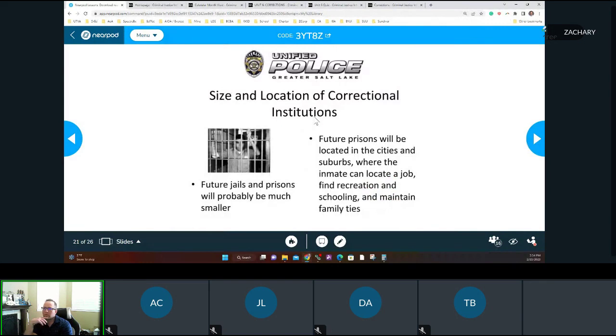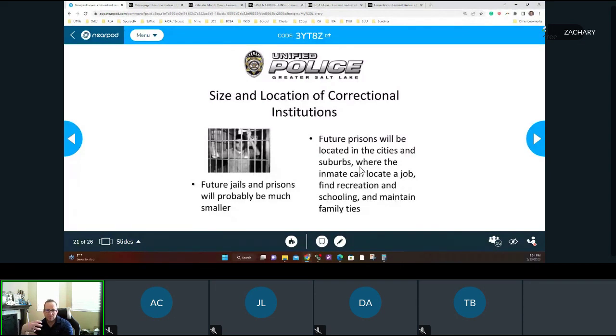Size and location of the correctional institution. They're thinking in the future that jails will be much smaller. Future prisons will be located in the cities and suburbs where the inmates can find a job, relocation and schooling, and maintain family ties.